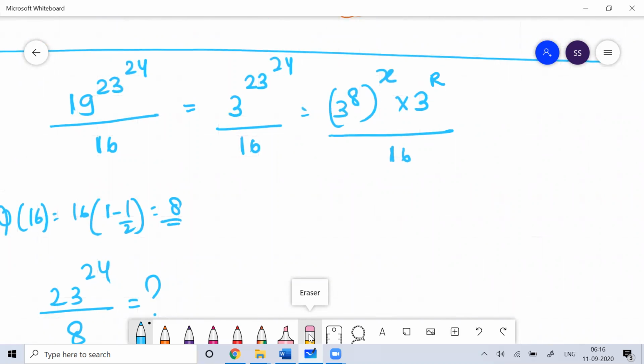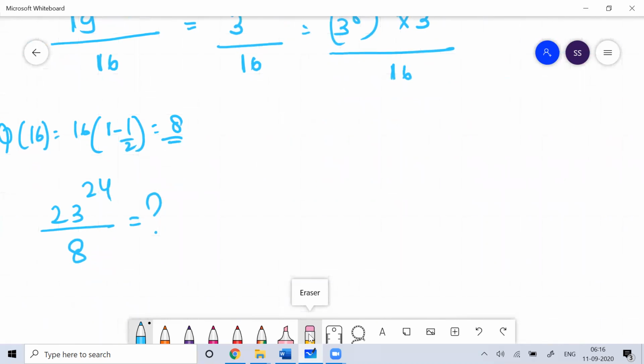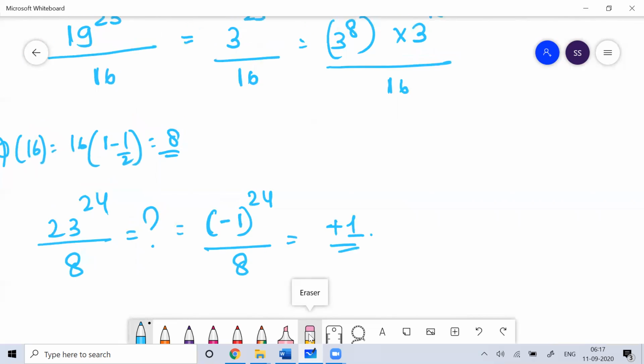Okay, so here when I see 23, I can write 8 threes are 24. So 23 gives a negative remainder of -1. So -1 to the power 24 divided by 8 will give you +1. So we are getting a remainder of +1.